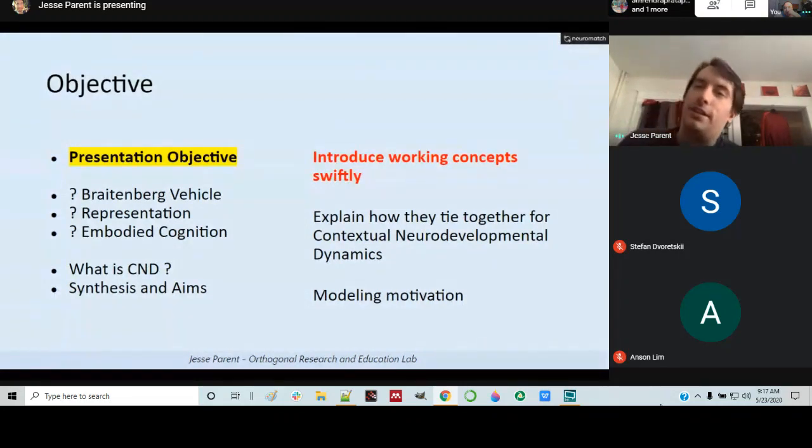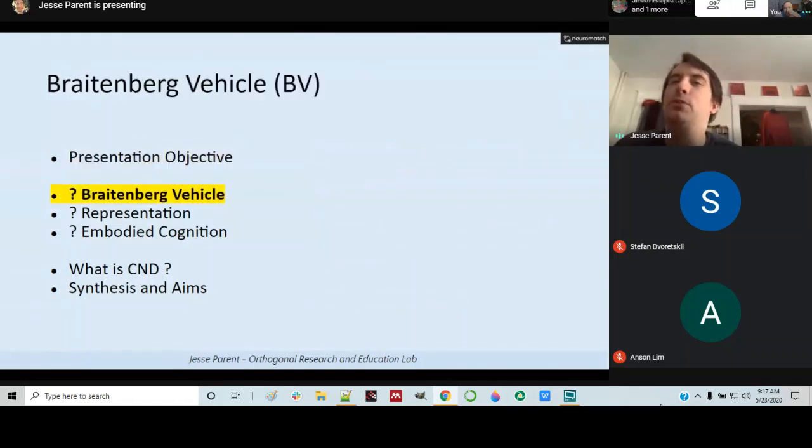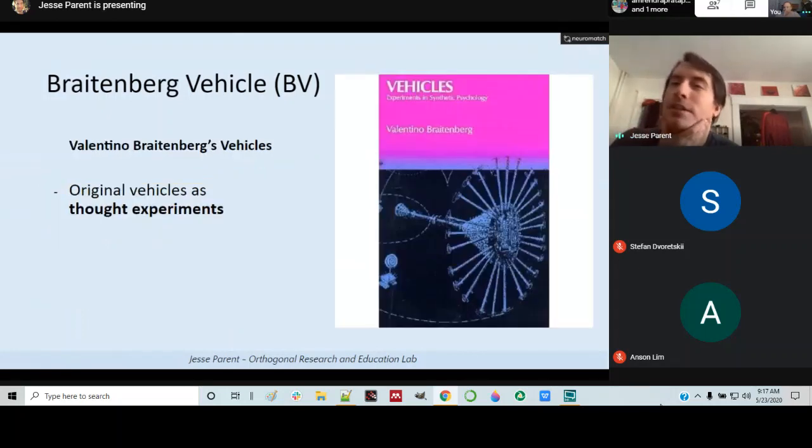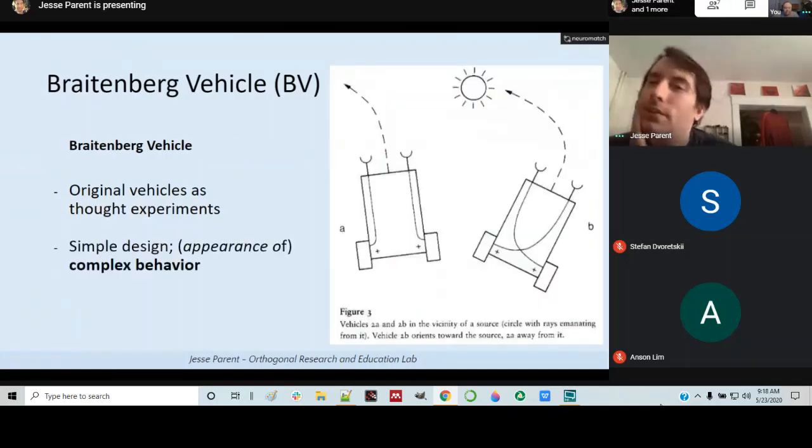How do we actually address these concepts? Starting with a Braitenberg vehicle. What is a Braitenberg vehicle? We all know that here. Everybody's been in the lab before, but again, how do we start talking about this to outsiders or to people at Neuromatch? Valentino Braitenberg is the man. Originally, they were thought experiments in his 1984 book, Vehicles: Experiments in Synthetic Psychology. Very simple designs, and then the appearance of, in italics, because it is complex behavior.